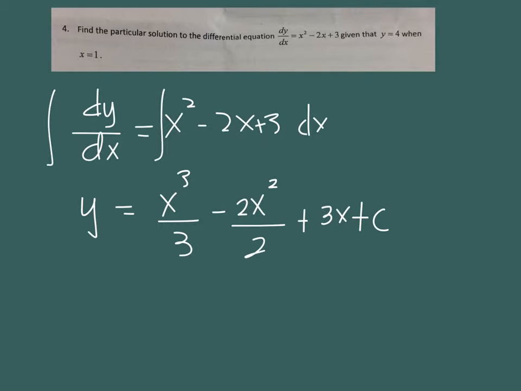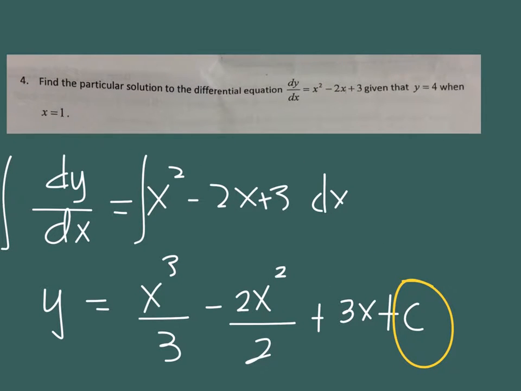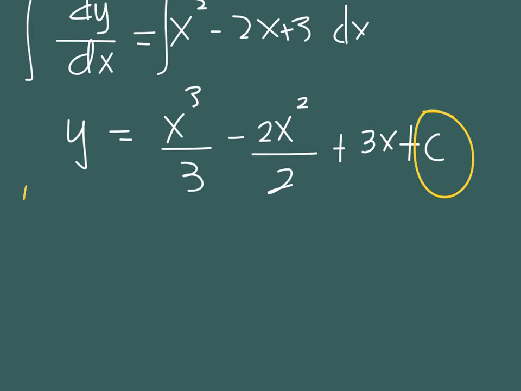And then, in the general solution, this is already done. But we want a particular solution, meaning to say we want to find that specific c. How do we find that? What do you think we should do? Substitute. y is 4 when x is 1.